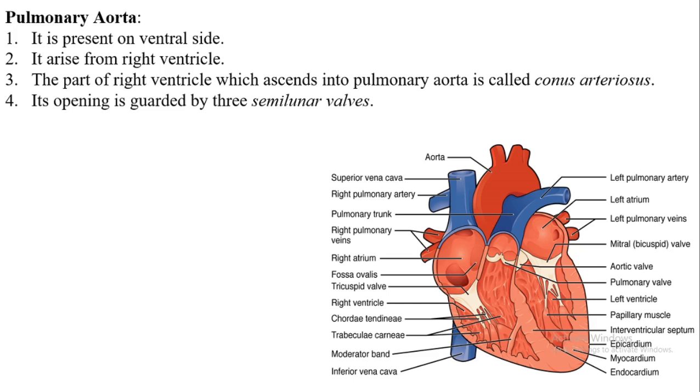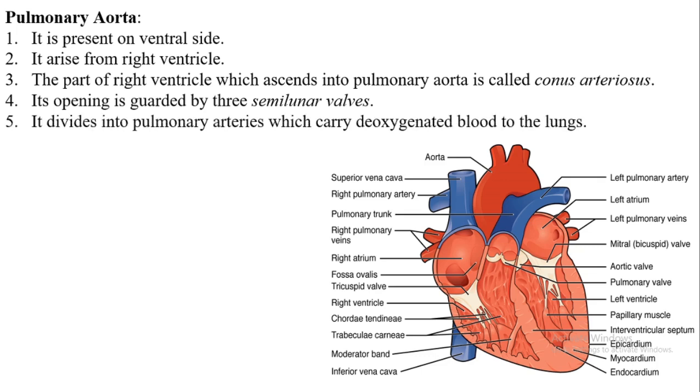This opening is guarded by three semilunar valves. So the opening of this pulmonary aorta from the right ventricle is guarded by a set of three semilunar valves. This pulmonary aorta runs forward and divides into two branches, the right and left pulmonary arteries. These pulmonary arteries carry deoxygenated blood to the lungs, where this blood gets purified or oxygenated.